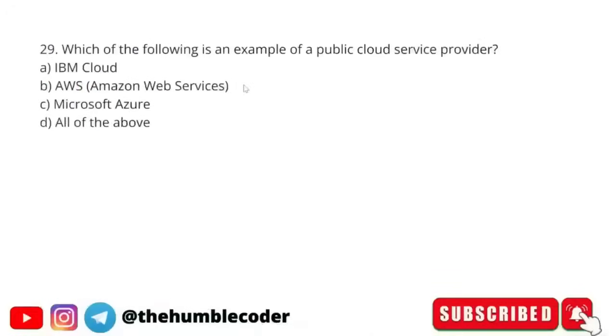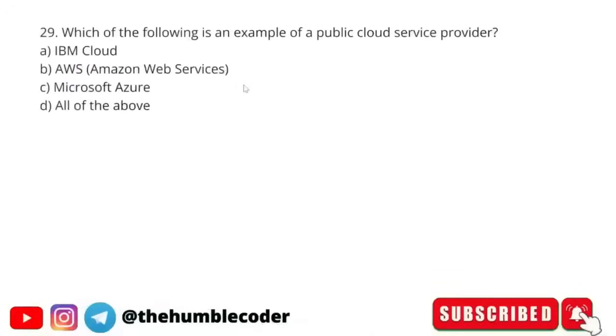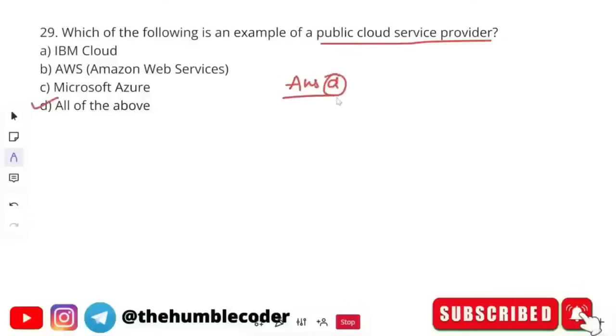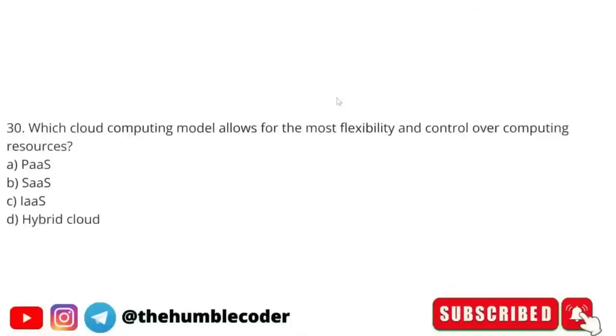Moving on to the next question. Which of the following is an example of public cloud service provider? Okay, let's see the options that we have. First option is IBM Cloud. Second is AWS, that is Amazon Web Services. Third is Microsoft Azure, and fourth option is option D, which is all of the above. So again, in this case also, the correct answer is going to be option D, that is all of them are examples of public cloud service providers. Moving on to our next question.